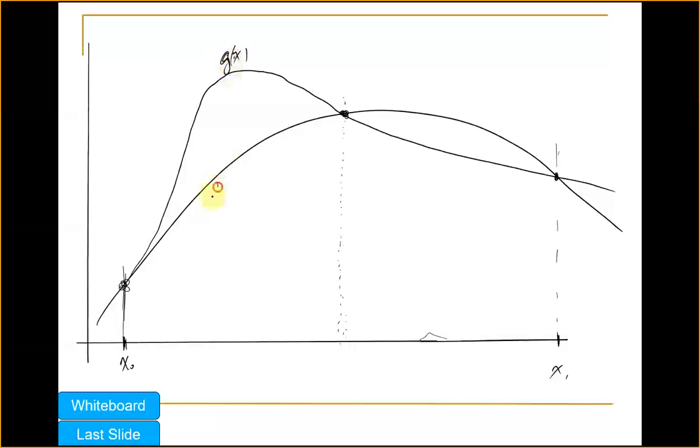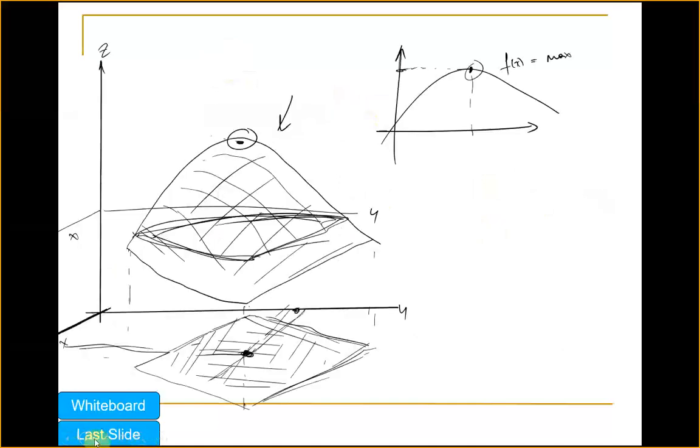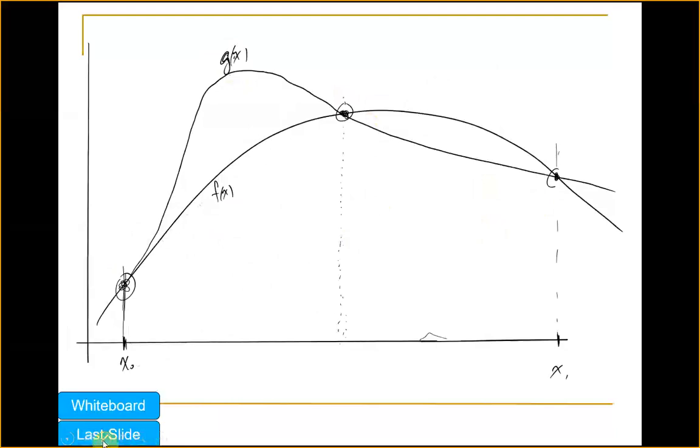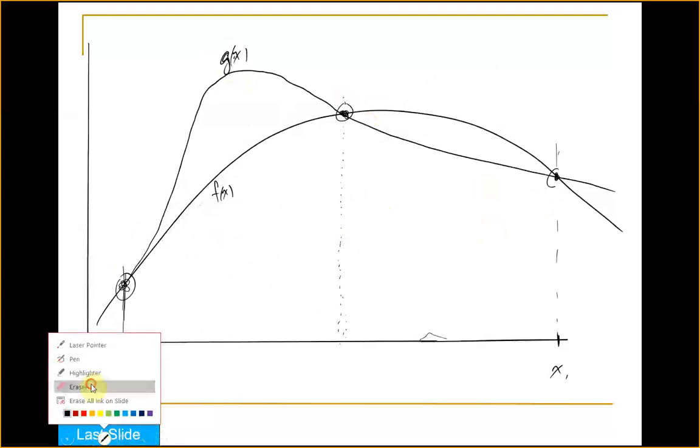So you have this function g of x, and you have this function f of x. And you realize that if you were just looking at those values, both g of x and f of x give you the same thing, but the maximum in this case is here. For f of x, the maximum is here. That's to the right of the middle. And for g of x, the maximum is to the left. So you need another way to be able to judge where the maximum and minimum is.